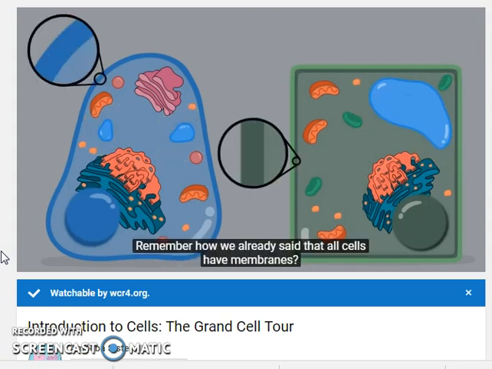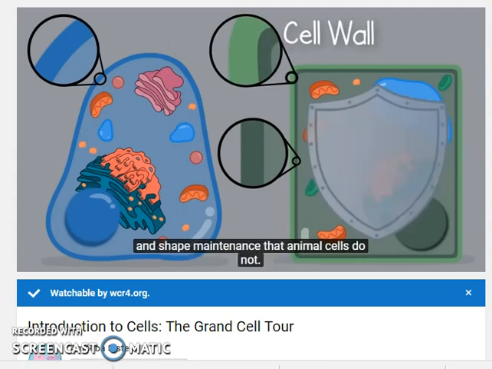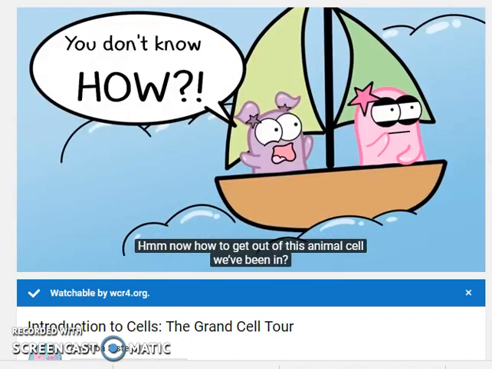Now, remember how we already said that all cells have membranes? They do. But plant cells additionally can have a cell wall, which is a layer that offers additional protection and shape maintenance that animal cells do not. Okay, now how do we get out of this animal cell that we've been in?